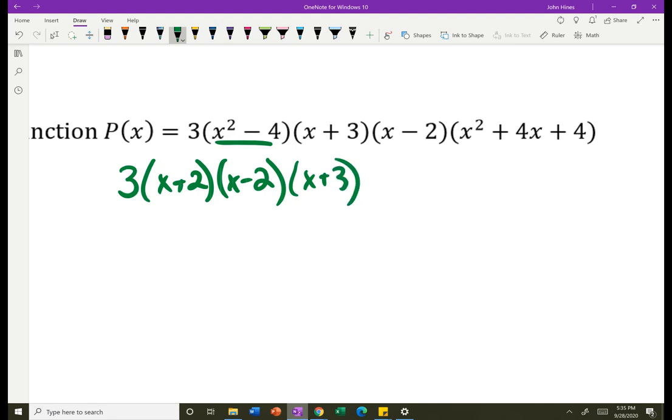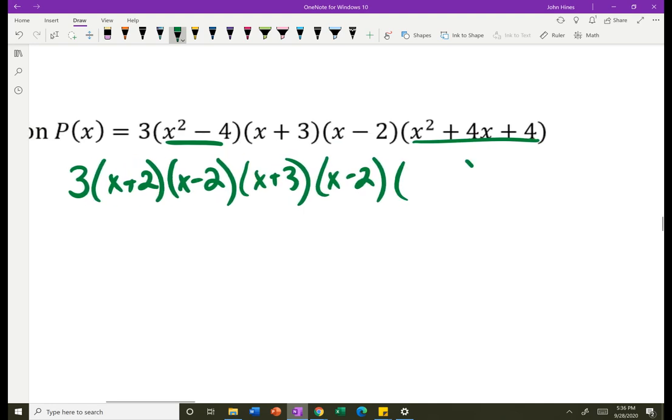Can't touch that guy. Can't touch that thing. And then this is a trinomial, but it's an easy trinomial at least, because I've got x in the front seat. What multiplies to 4 and adds to 4? I'm thinking plus 2 and plus 2. 2 plus 2 is 4. 2 times 2 is 4.